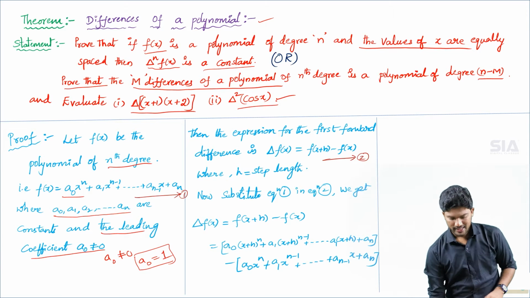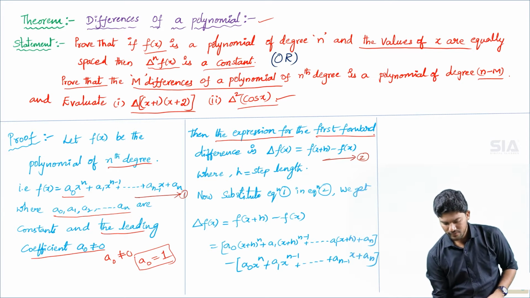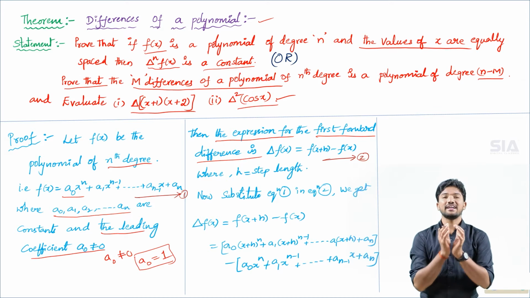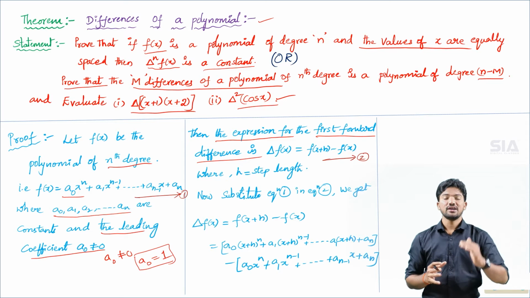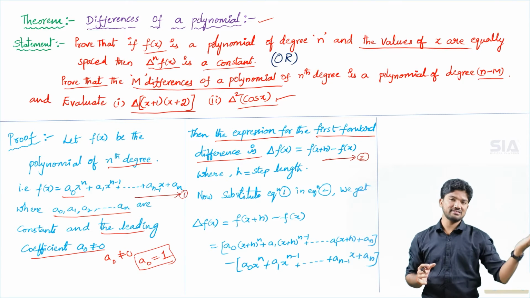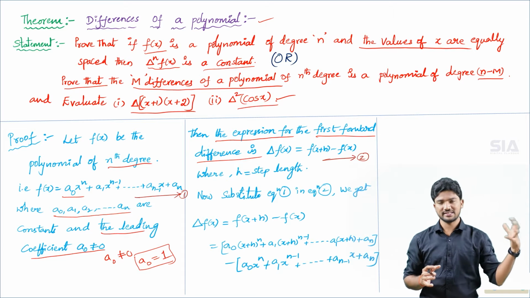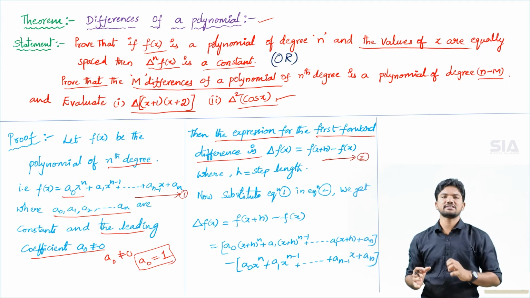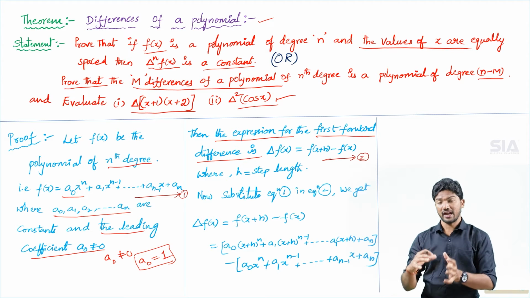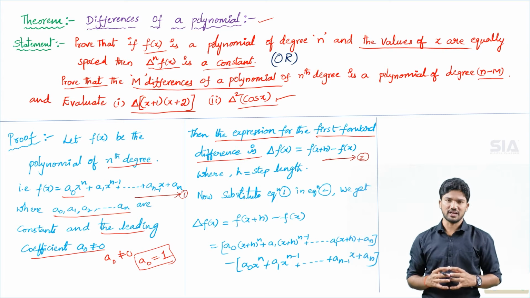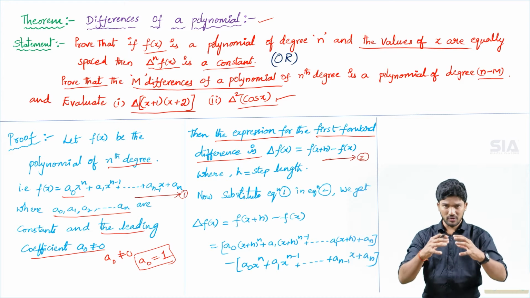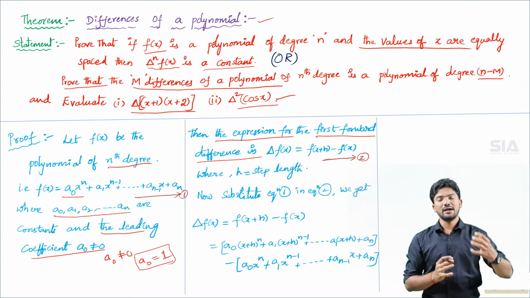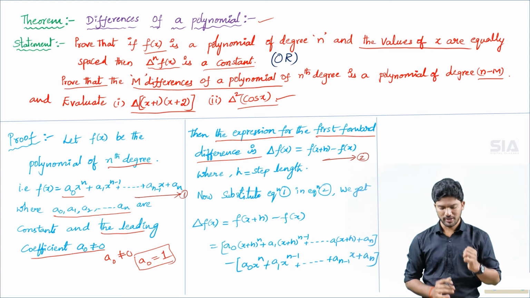Now you can see, the expression for the first forward difference is, so now we have to find out the differences. What are the differences? Forward differences. In the previous lecture we discussed the forward difference operator, and based on it we also discussed how we can make the tables and how we can solve the problems based on the forward difference table. Now the same concept, the same forward difference, we are going to apply to polynomials.